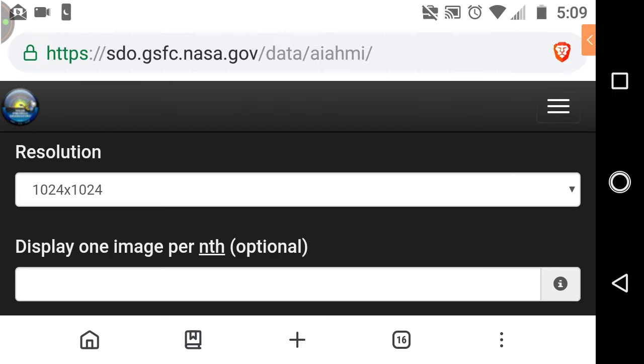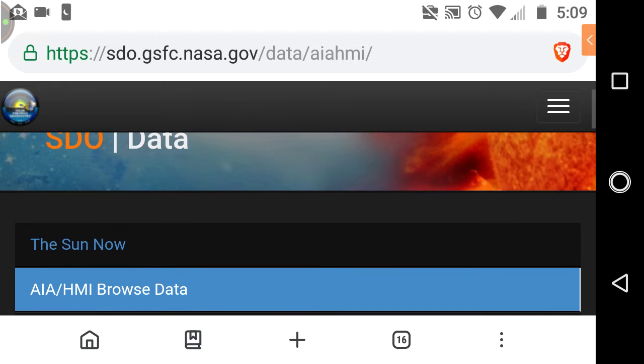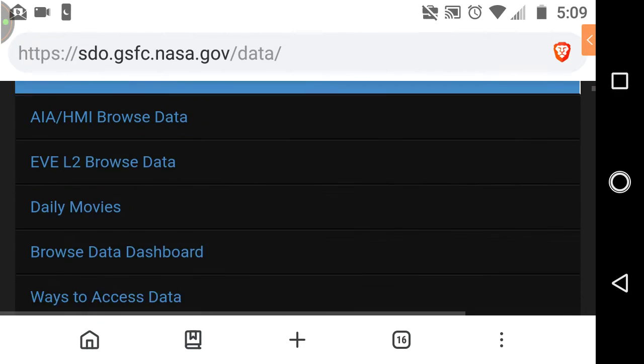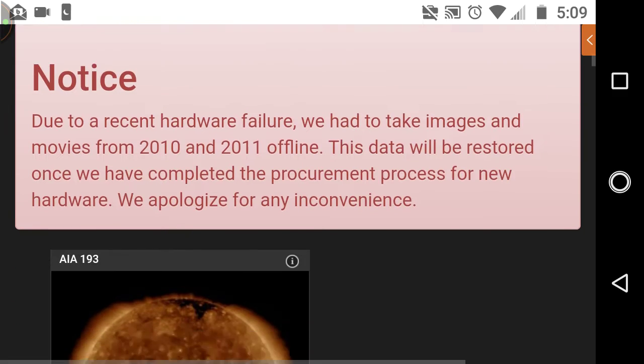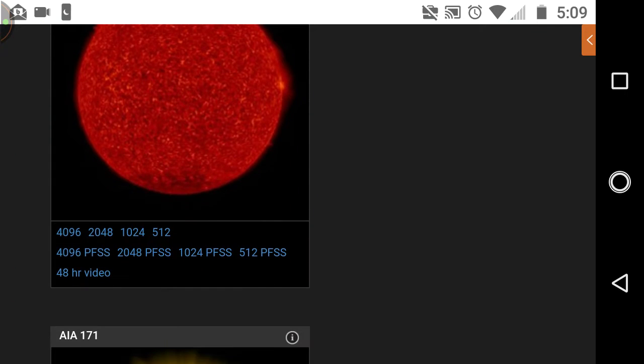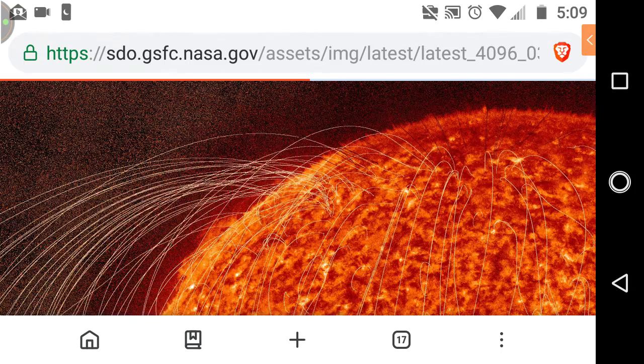By the way, SDO has fixed their site. Those of you who are looking for custom images of the sun, head over there. They've now made it a little better than it was. And for that, we thank you.